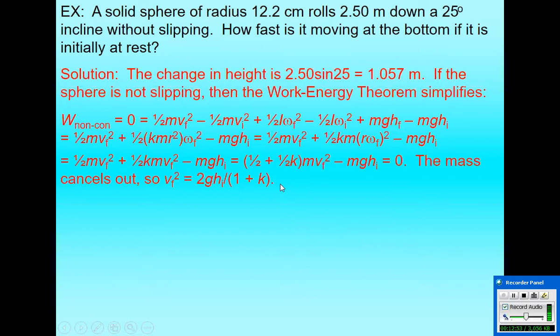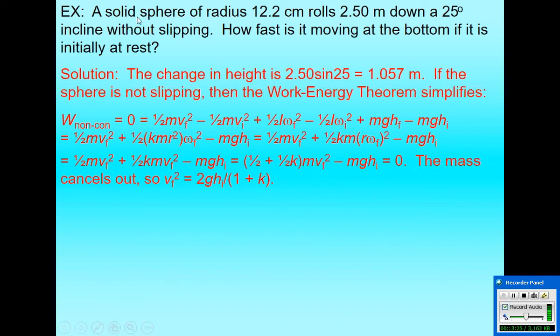I kept this as general as possible. This is true for any rolling object. It would also be true for an object that was sliding down frictionlessly. If there's no rotation whatsoever, then k is 0. But if we have a rolling object, if it's a rolling sphere, a solid sphere, a hollow sphere, a rolling cylinder, a solid cylinder, or a hollow cylinder, you have the formula. All you need to do is plug in the proper value of k.